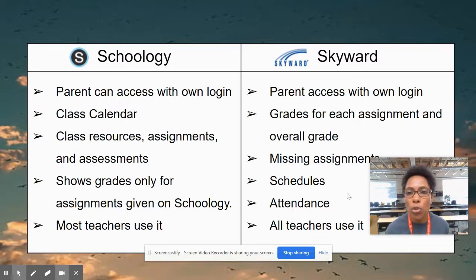So we always encourage you to check Skyward. It has their official grade, not only for each assignment, but also overall grades for each class. It has their missing assignments, schedules, attendance. All teachers use Skyward. So we recommend if there's a question about an individual assignment, Schoology is a great place to check. But if you're looking for an overall big picture of how your student is doing academically, that would be more of a Skyward thing.